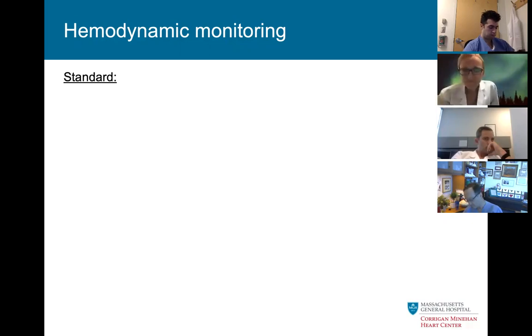You typically want a central line in. You want to float a Swan to be able to monitor your right-sided pressures. I believe we use NIRS here, so you're looking at monitoring brain activity.